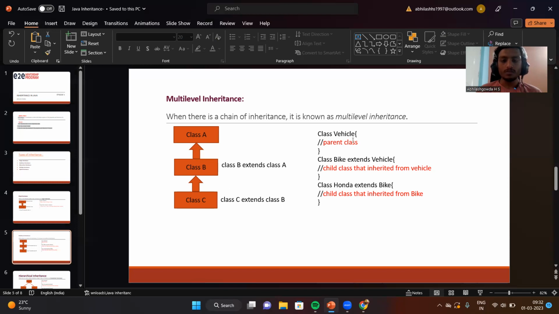For example, class Vehicle is a parent class, and class Bike extends Vehicle means Bike is a child which acquires all the properties of Vehicle. And class Honda extends Bike means Honda is a child class which acquires all the properties of Bike. This is known as multi-level inheritance.